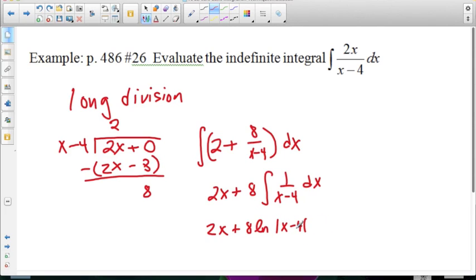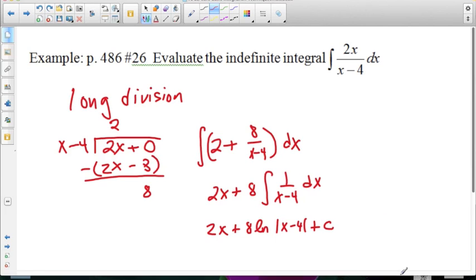So we know we have x minus 4. A quick check on the derivative of that for the chain rule: we have a derivative of 1, so I'm going to leave off any details about a chain rule there. And so you have 2x plus 8 natural log of the absolute value of x minus 4 plus c as the answer there.